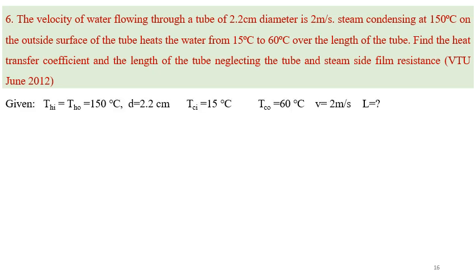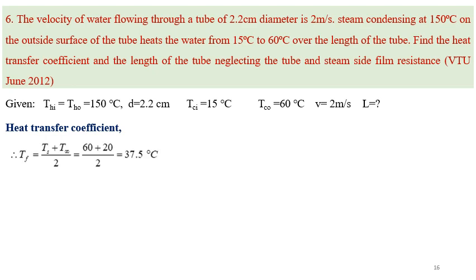So we will note down the given values. Thi is equal to Th naught is equal to 150 degrees centigrade, and diameter is 2.2 centimeter. Tci is 15 and Tc naught is 60, and velocity is 2 meter per second. They asked to calculate length. To calculate the heat transfer coefficient, we know that they gave velocity and cold fluid resistance. So when velocity is given, we have to find the relation with respect to forced convection.